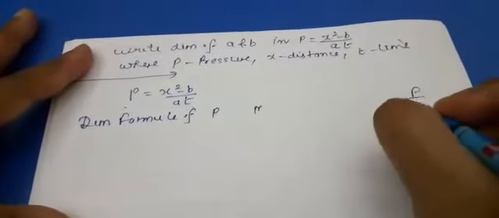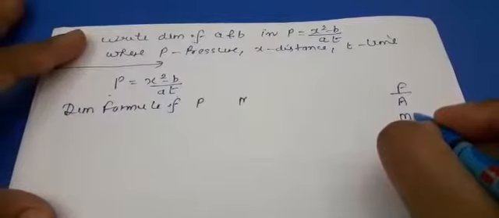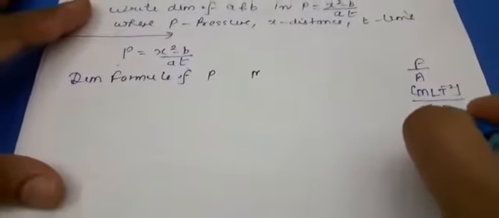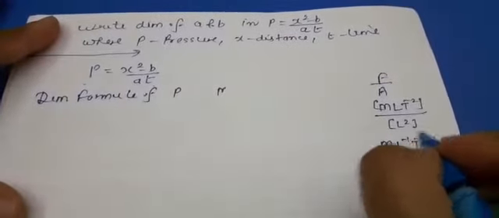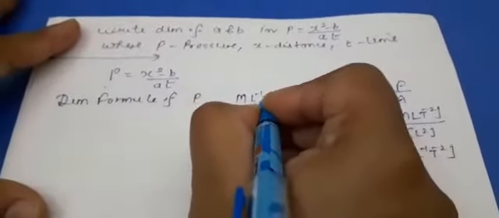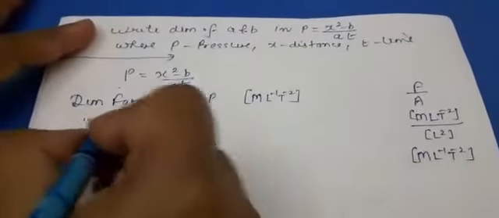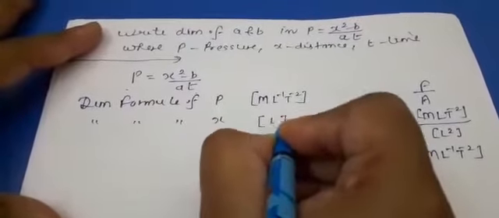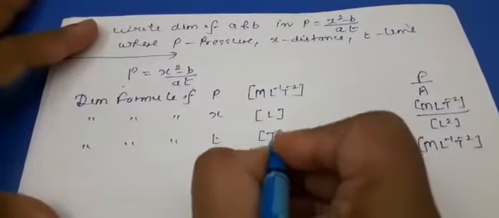you can just check it. This is force per unit area. If you have confusion, you can check it. Force is mass into acceleration, M L T minus 2, upon area L2. So you can calculate, it is M L minus 1 T minus 2. Now the dimension formula of x. x is distance, so it is L. And for time, this is T.